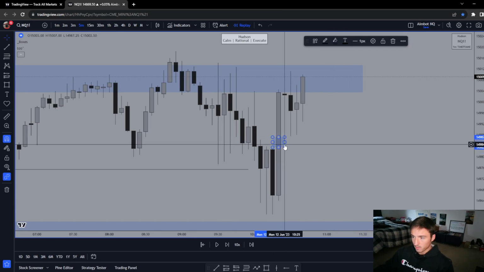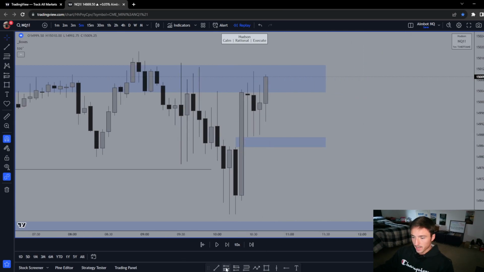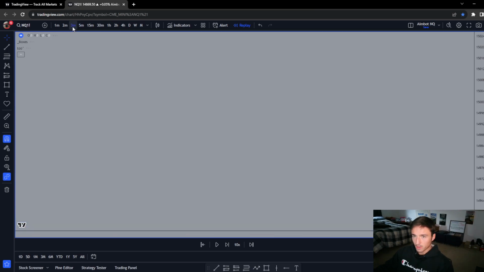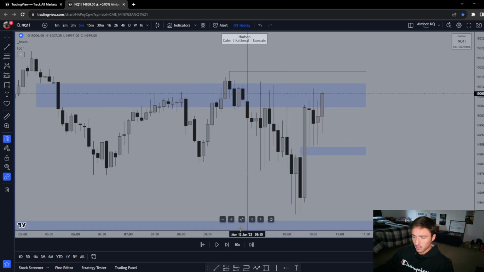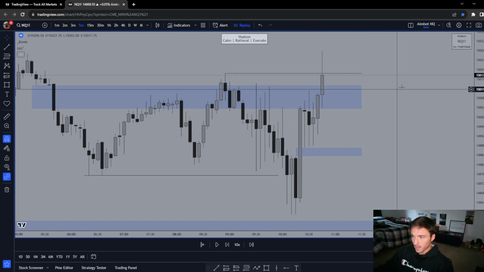Now we have this 5 minute fair value gap. What can we expect now? We can at least expect this high. We can at least expect that. Can I go to the 3 minute? No, I can't. Can't go any lower. So there we take out that high.